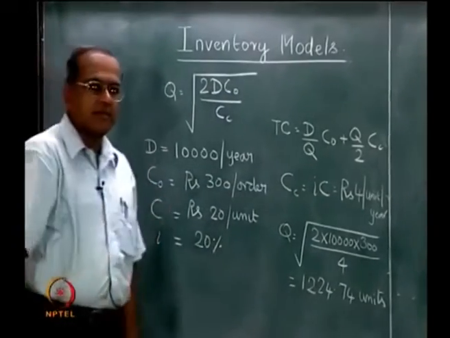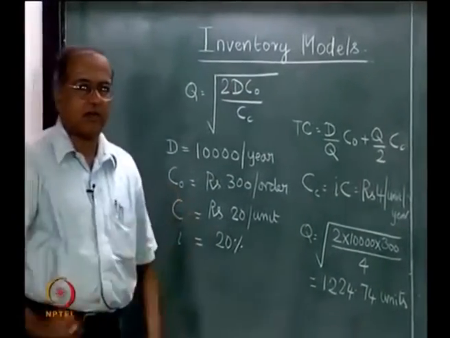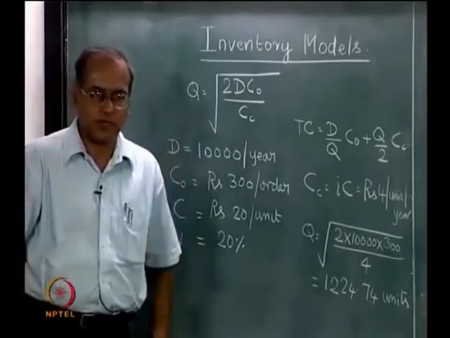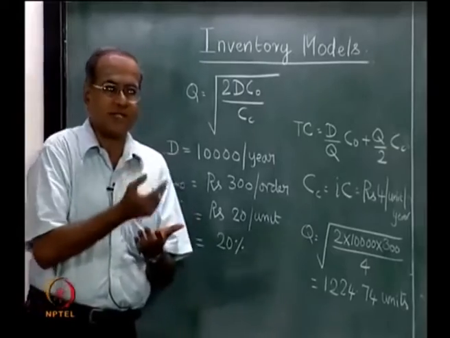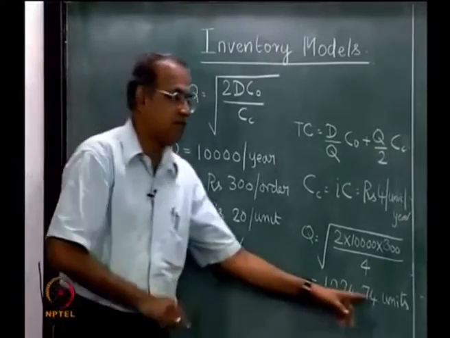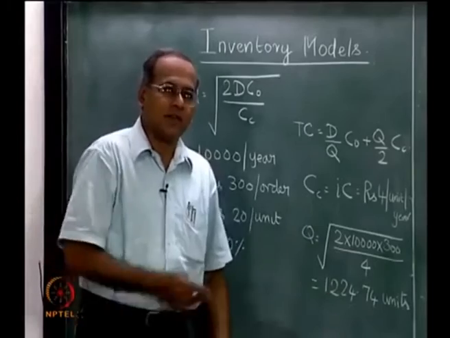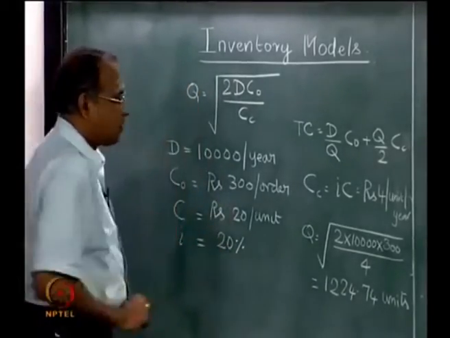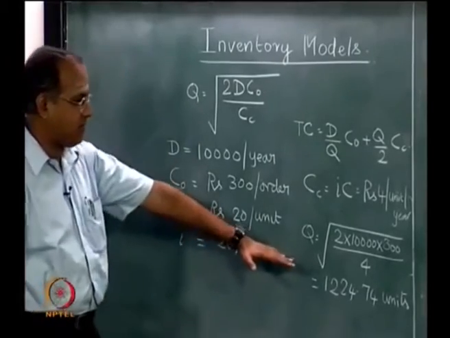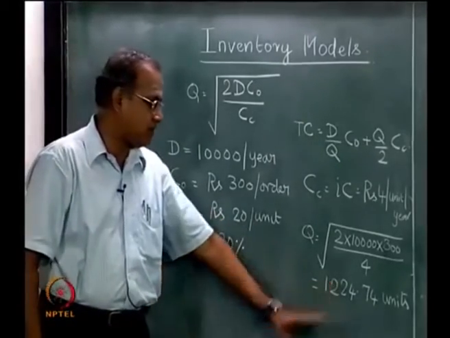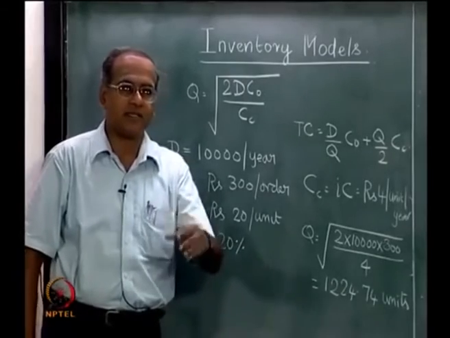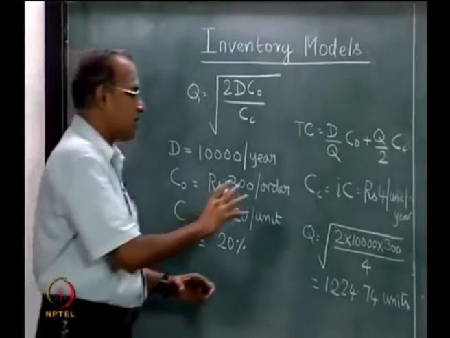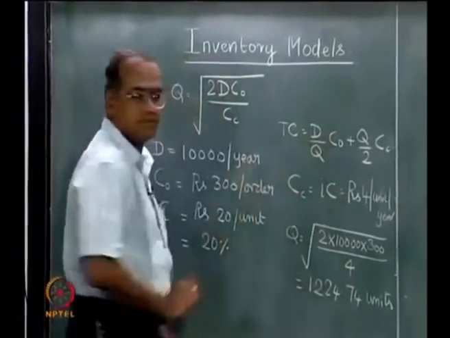This means that whenever we order, we will order 1224.74 units to begin with. Of course, we will have questions like how can I order a fraction of a unit and so on. We will answer those questions as we move along, but right now, based on this formula, every time we place an order, we order 1224.74 units.